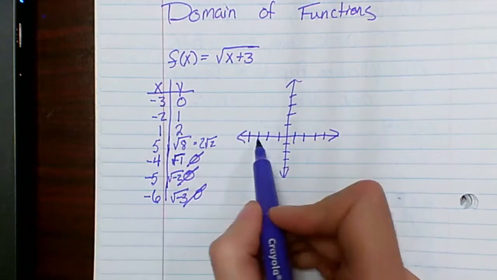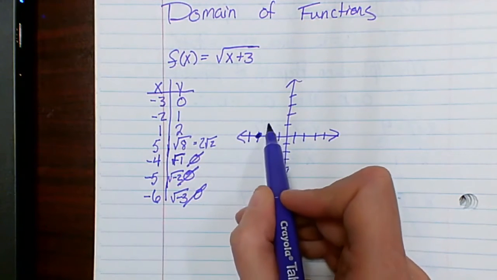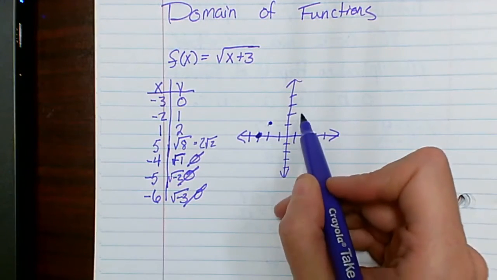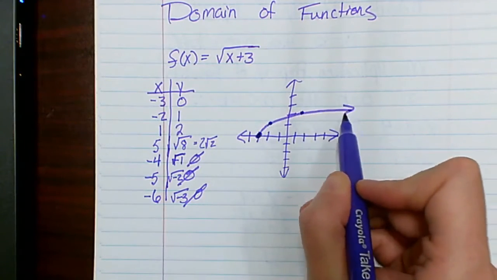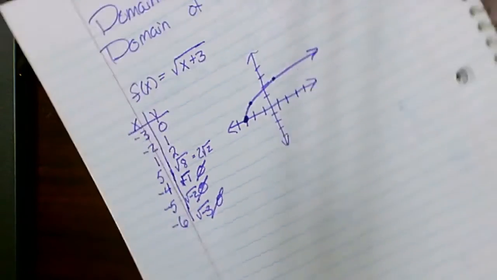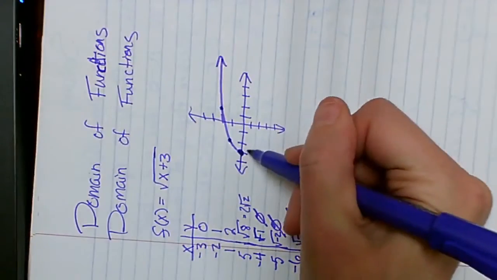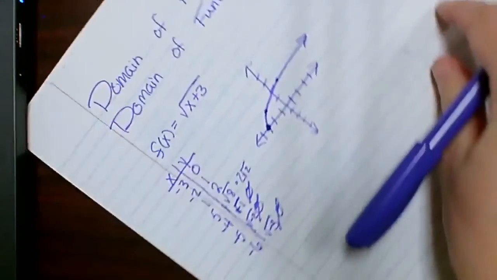at negative 3, we're at 0. At negative 2, we're at 1. And at 1, we are at 2. So the general graph of a square root has this little arc. Or if you think about it, it's kind of like half of a parabola if we extended this line here.